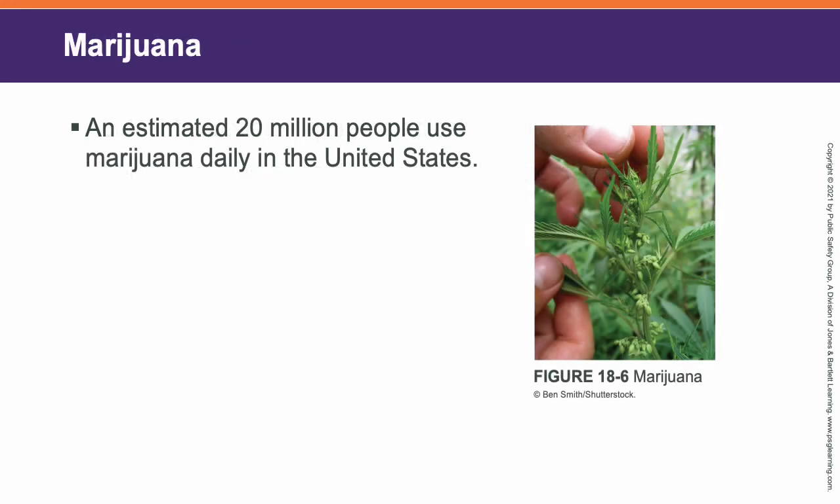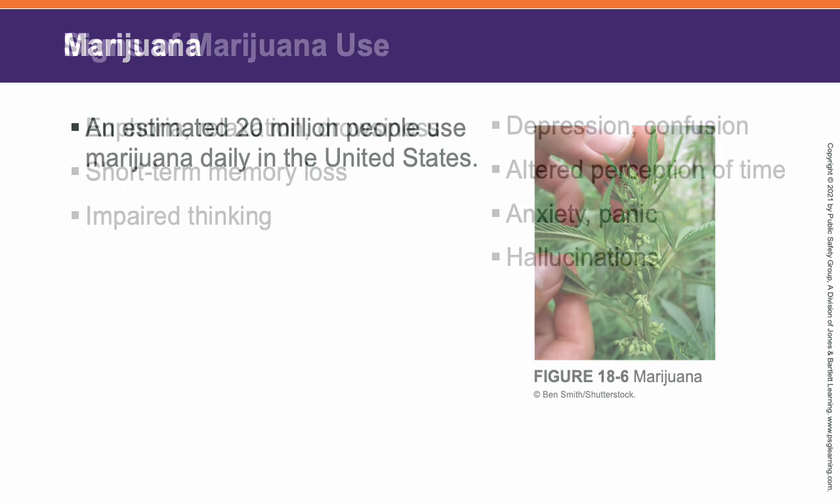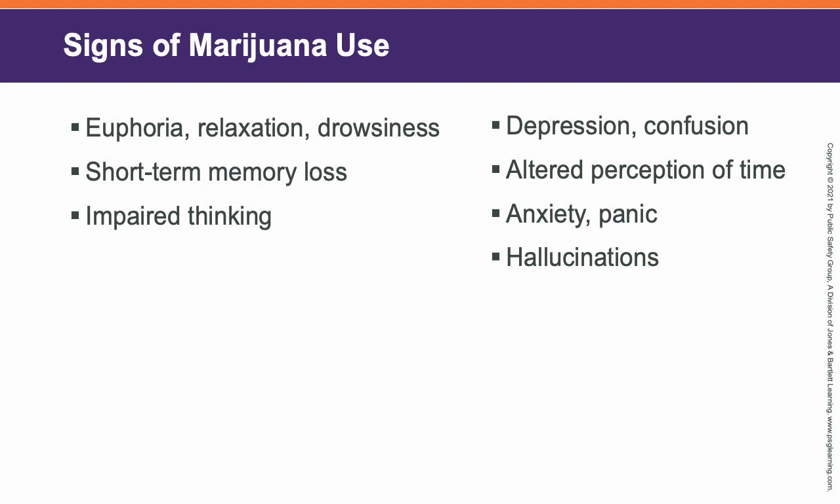Specifically about marijuana within the hallucinogen category, it's very common. It's estimated that up to 20 million people use it daily in the U.S. Some signs and symptoms of marijuana use: euphoria, relaxation, drowsiness, short-term memory loss, impaired thinking, depression, confusion, altered perception of time, anxiety or panic, hallucinations. So my perspective on marijuana, in Utah, if you have a medical card, you can use it legally. Recreationally, it's still illegal.